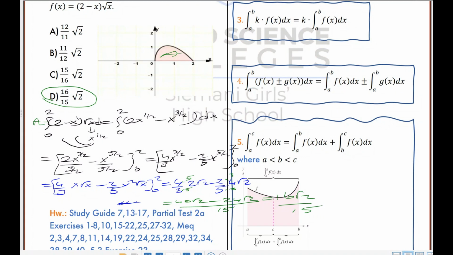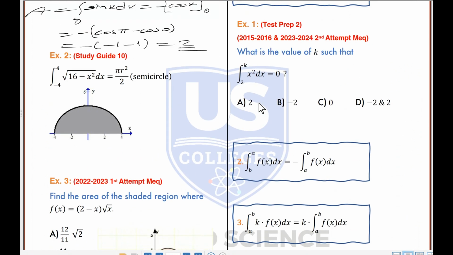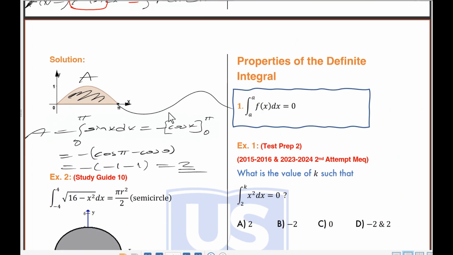That's all for this lesson. In the next lesson, I'll explain properties of the definite integral.